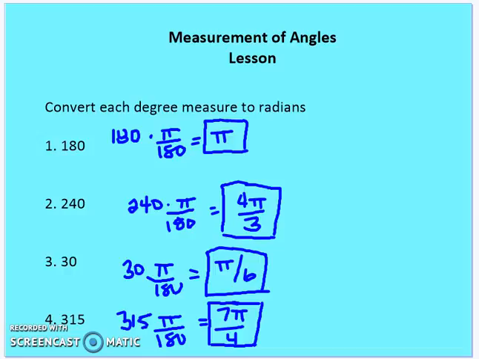So again, if you're converting from radians to degrees, you want to end up with degrees, then 180 is in the numerator. If you want to convert from degrees to radians, then pi is in the numerator. So whatever you want to end up with, if you want radians, pi is in the numerator. If you want degrees, 180 is in the numerator.